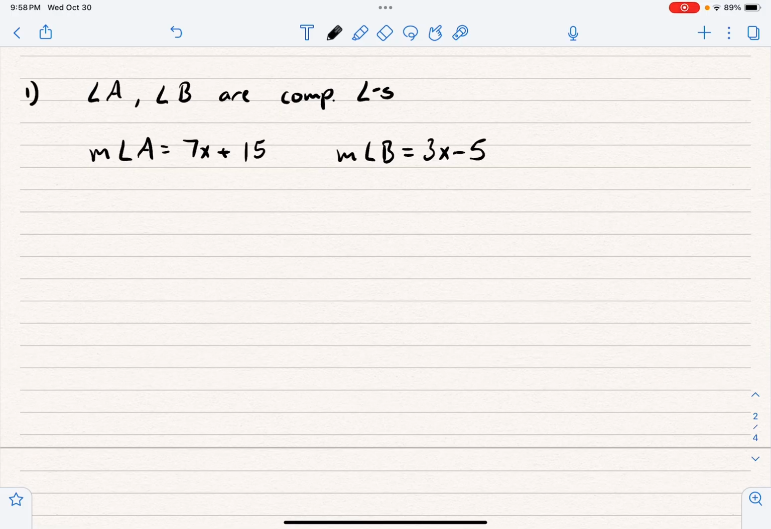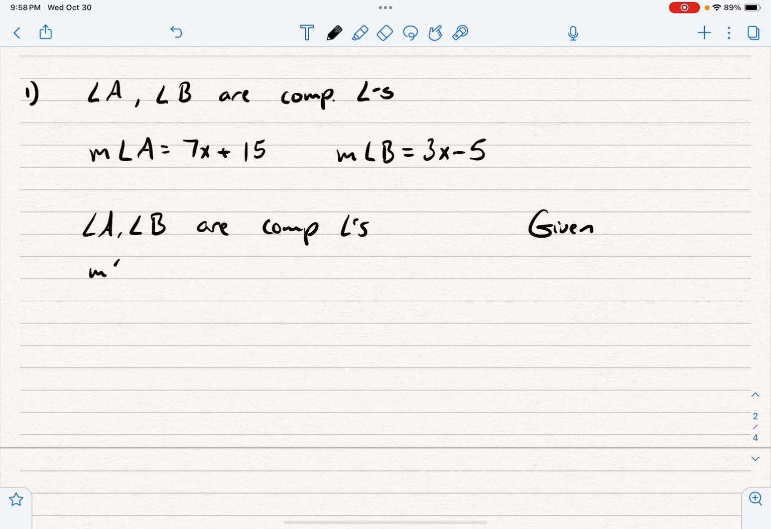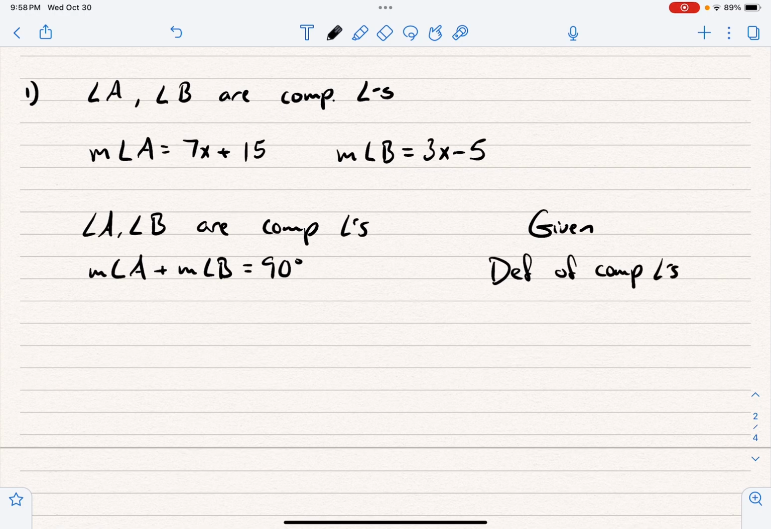in the first box, I'm going to go ahead and say angle A and angle B are complementary angles. And the reason why, that is given. Secondly, I'm going to say the measure of angle A plus the measure of angle B add up to be 90 degrees. Why? That's the definition of complementary angles. Two angles whose measures add up to be 90 is the definition.